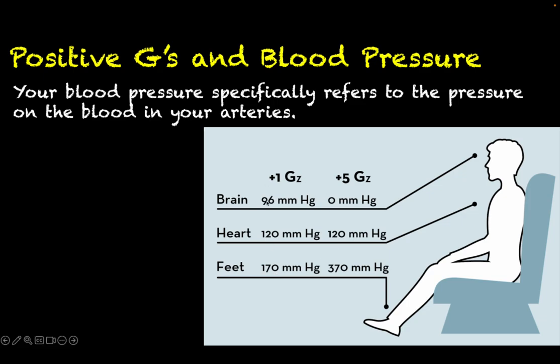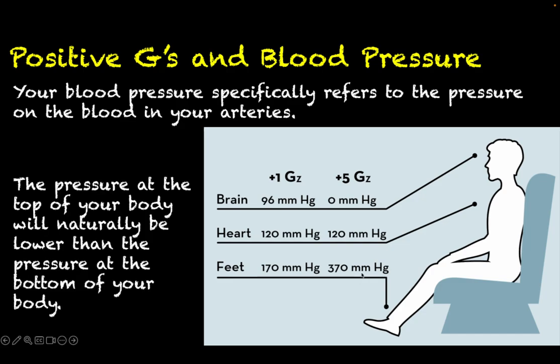So you might think it's concerning that your brain has the lowest blood pressure, but that's actually okay because as it turns out, 96 millimeters mercury is plenty of driving force to get blood into the brain. What is not okay is when you are pulling 5Gs, that blood pressure in your brain drops to 0 millimeters mercury, which basically indicates that no blood is getting to the brain at all. So you can see that there has been a large increase in the blood pressure in the feet, and that is because all the blood that should be going to the brain is being directed to the feet instead because of that additional gravitational strain.